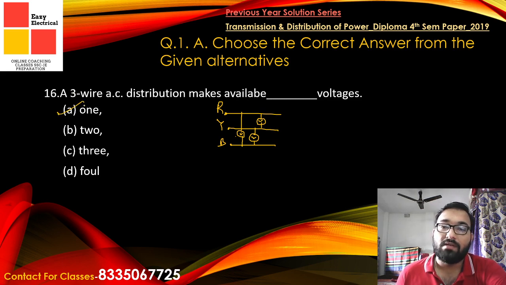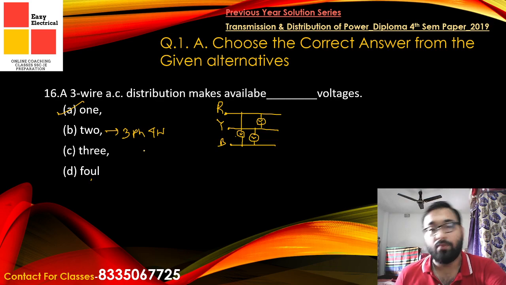But if we consider a three-phase, four-wire system, what will happen? For a three-phase, four-wire system, we will get two voltages. One is called the line voltage and one is called the phase voltage. So two will be the option when we are using three-phase, four-wire.